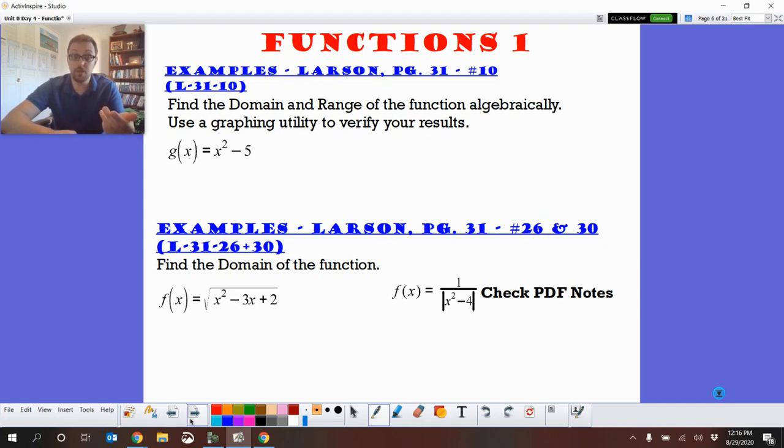Since none of those are true, our domain is all real numbers. So you can do negative infinity to infinity, since there were no issues.